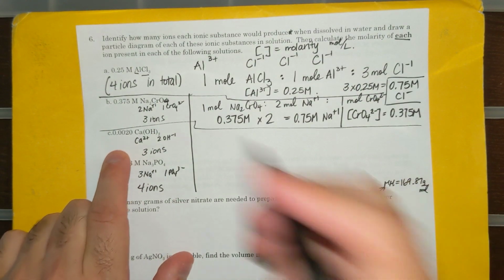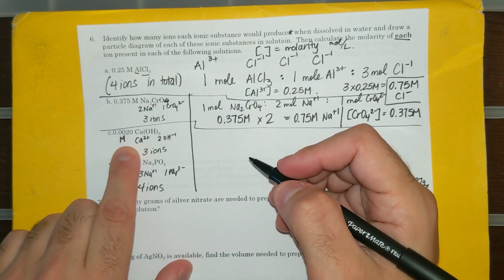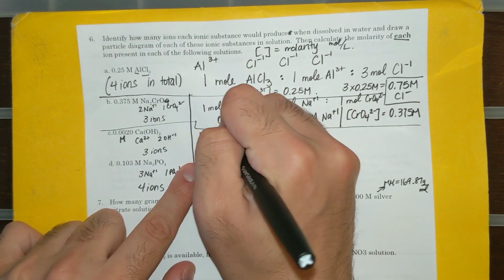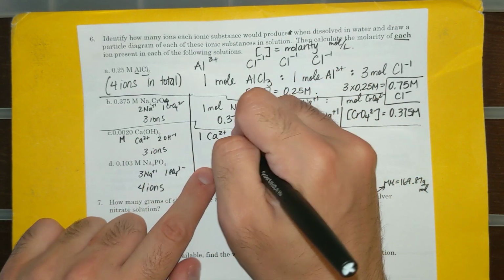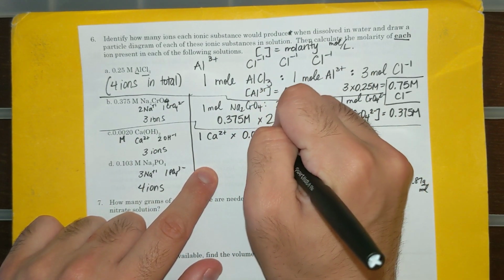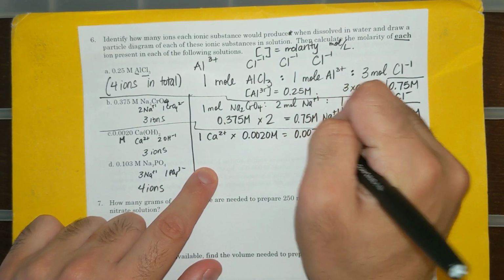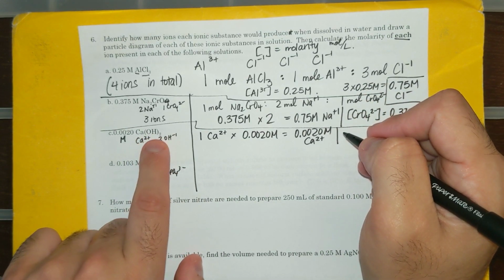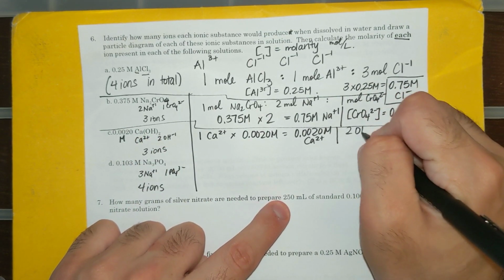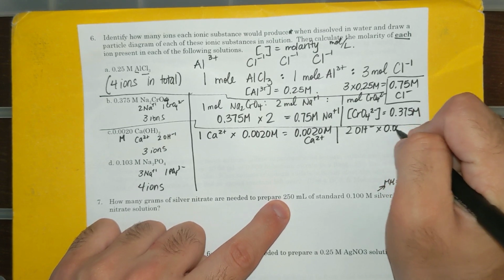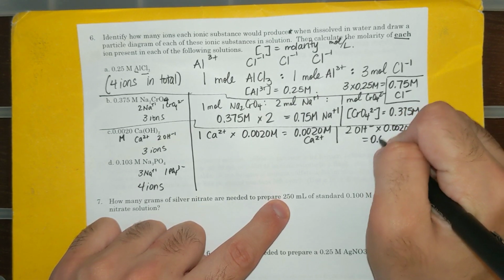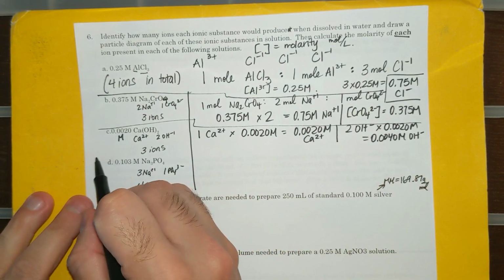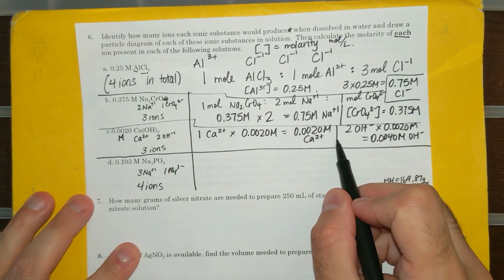But for letter C, I have 0.002 molar calcium hydroxide. There's only 1 calcium 2 plus, right? So I'm only going to multiply that times 0.002 molar, and that gives me 0.002 molar is the calcium 2 plus ion. There are 2 hydroxide ions, so I'm going to multiply that by 0.002 molar, and I get 0.004 molar hydroxide ion. So I just set you up to do A, B, C, and D.